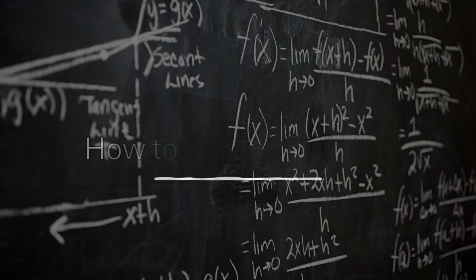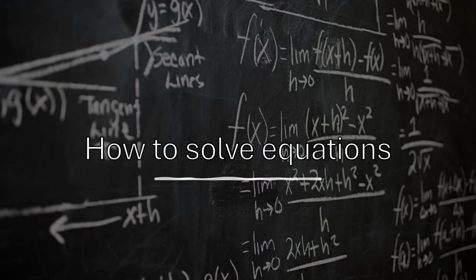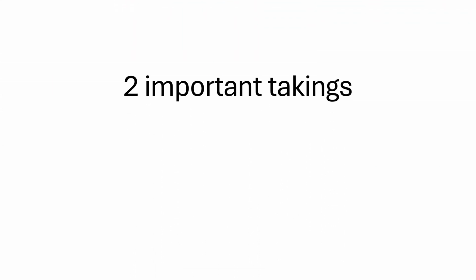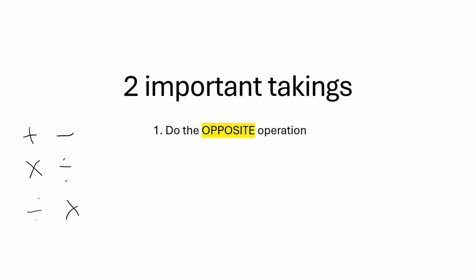This will be a quick little video on how to solve equations. When we solve equations, there's two important things. The first being to do the opposite operation. This means if it's saying to do plus, we do minus. If it's saying to do times, we do divide. If it's telling us to divide, we do times. If it's telling us to minus, we do plus. It's important to do the opposite.